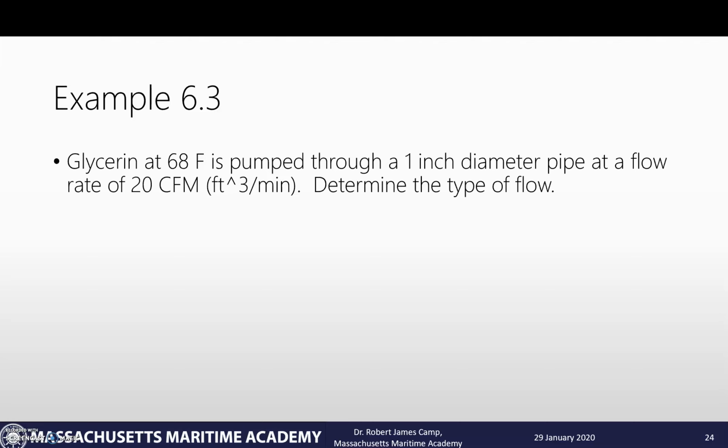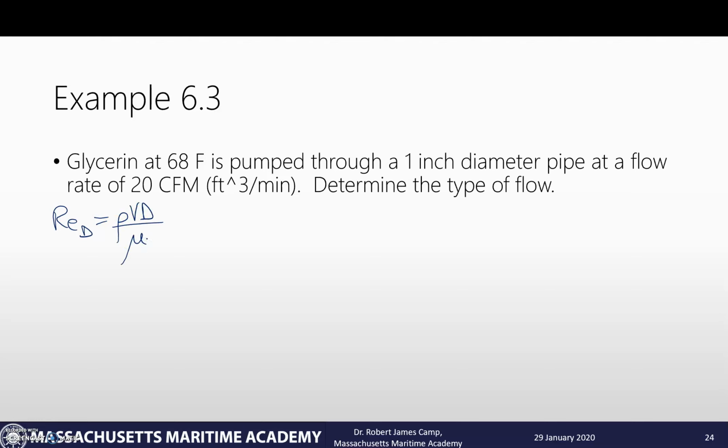Glycerin at 68 degrees Fahrenheit is pumped through a 1-inch diameter pipe at a flow rate of 20 CFM, which is cubic feet per minute. Determine the type of flow. Once again, we are going to solve Reynolds number. So Reynolds number based on diameter is rho v d over mu.